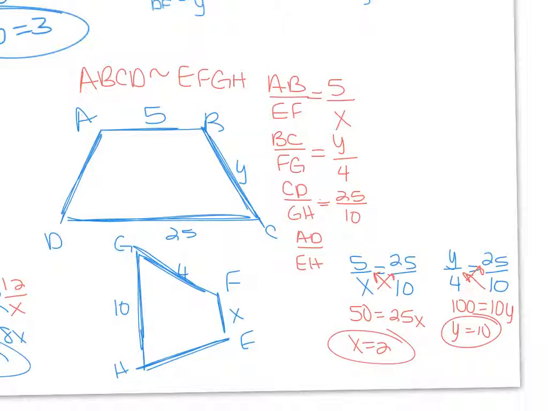So I don't know anything about the AB to EF ratio, but we set it up anyway just in case we need it. And then we notice that the CD over GH, that's the big important ratio. Got to have one that has a numerator and a denominator number. And set our ratios equal to each other. Should get x equals 2, y equals 10. Questions about any of these examples?